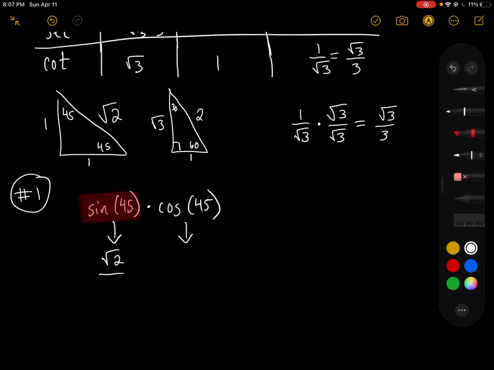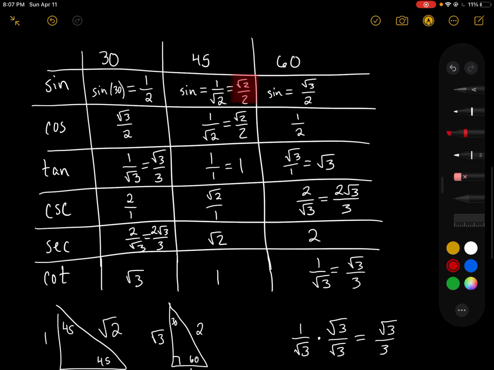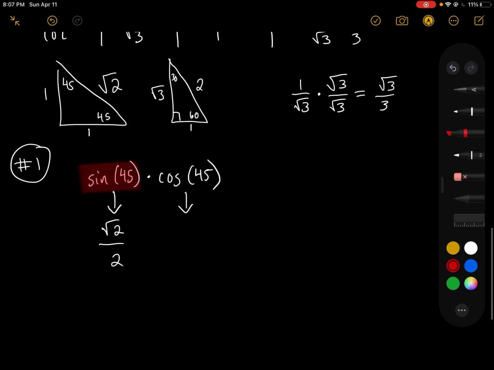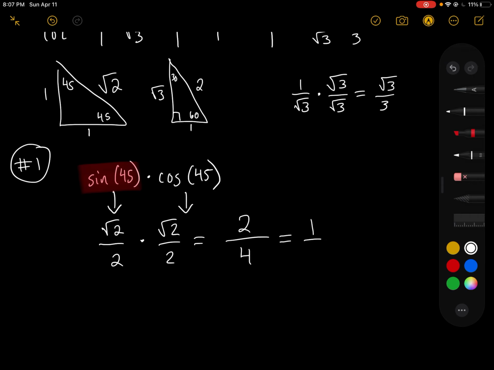So if you look for the sine of 45, sine of 45 equals the root 2 over 2. So we're just substituting in some values. And then next for the cosine of 45, it's also root 2 over 2. So we would just multiply these straight across. So that'd be 2 over 4, or 1/2.